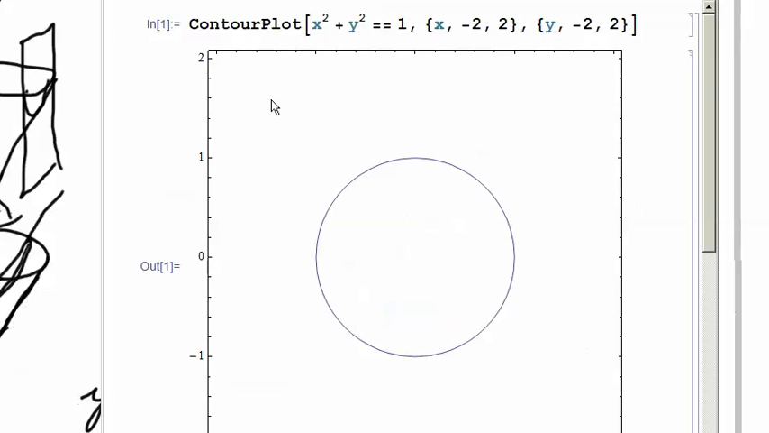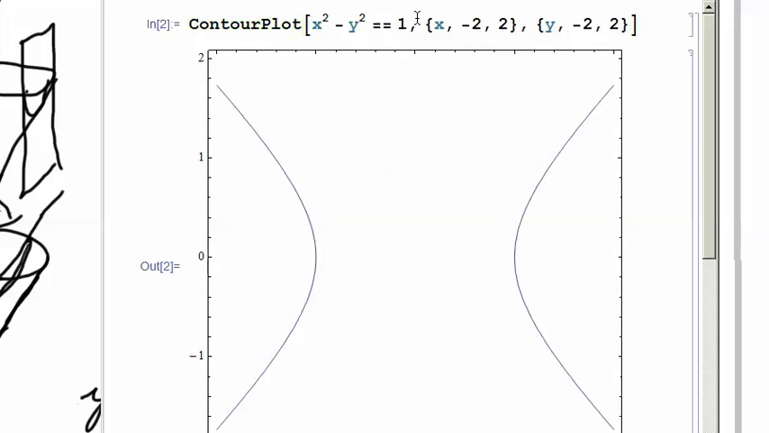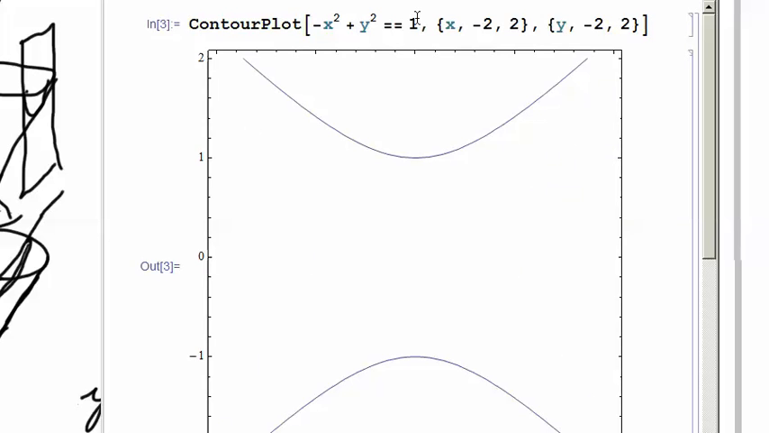Now, Mathematica can show us some of these shapes with a contour plot. Here's the shape that is described as x squared plus y squared equals 1. If I change this to a minus, you can see a pair of hyperbolas going horizontally. And if I change both of those signs, so there's minus x squared plus y squared, you'll see the hyperbola going the other direction.